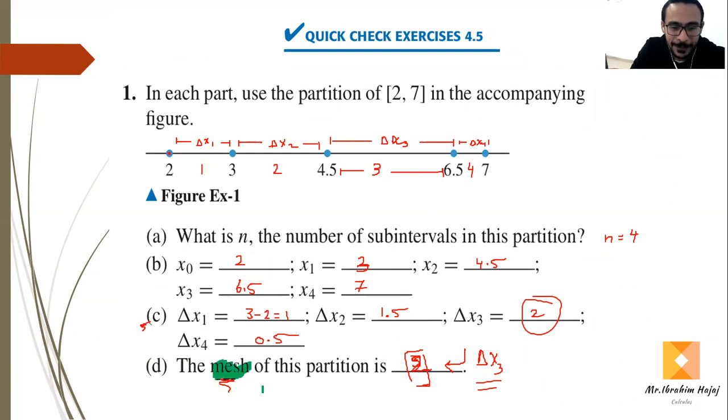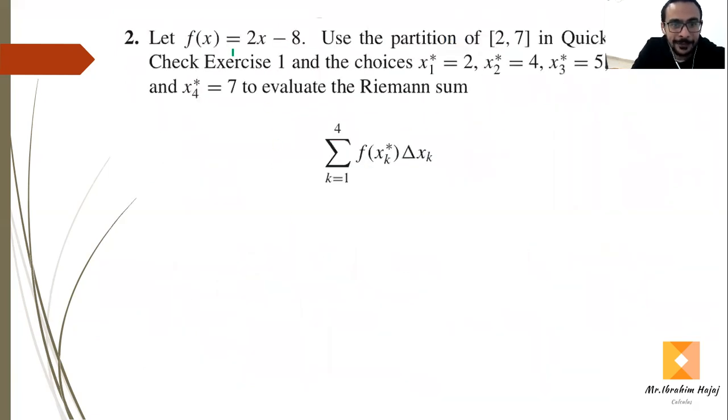Let f of x equal x minus 8. Use the partition of our closed interval from 2 to 7 in quick check exercise 1, with x sub 1 is 2, x sub 2 is 4, x sub 3 is 5 and x sub 4 is 7, to evaluate the Riemann sum. Who can do it? Can I do it? Yes.